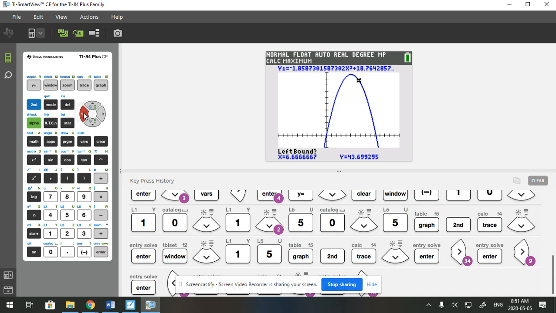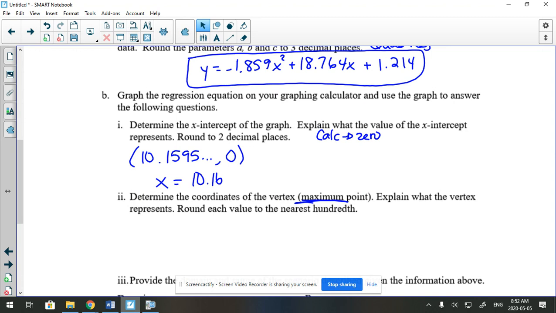So first you have to go a little bit to the left of the peak. Doesn't really matter how far. Enter, go a little bit to the right, hit enter, and then take a guess. That'll tell you what your maximum point is. Gives you your x and y values, so you can write that down and then interpret what that actually represents. So here I went to calc maximum.